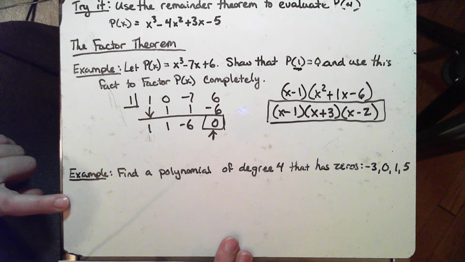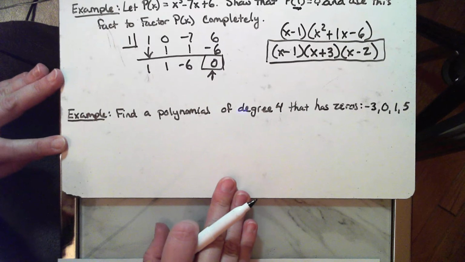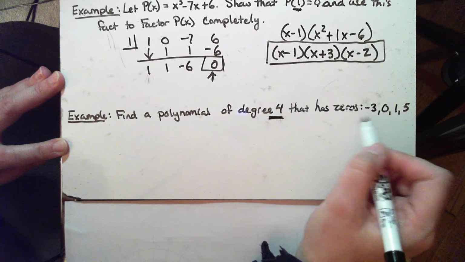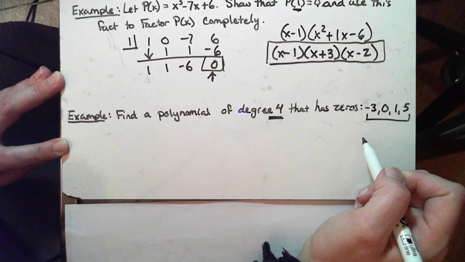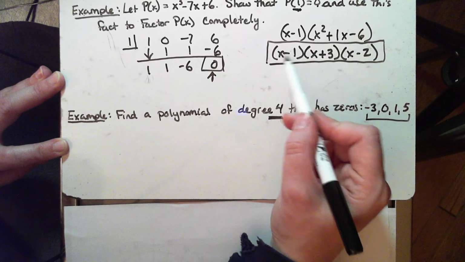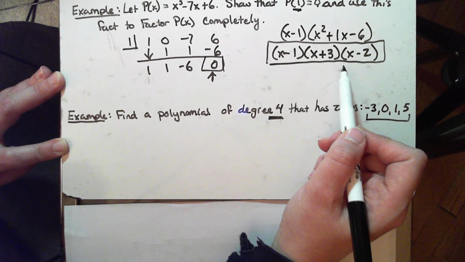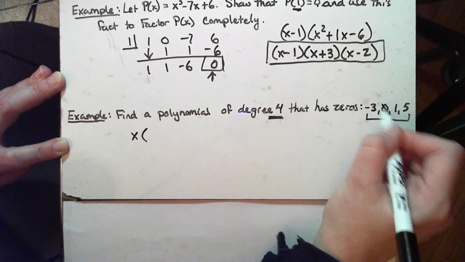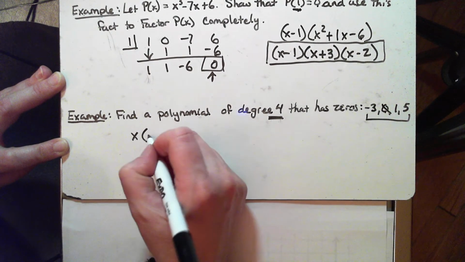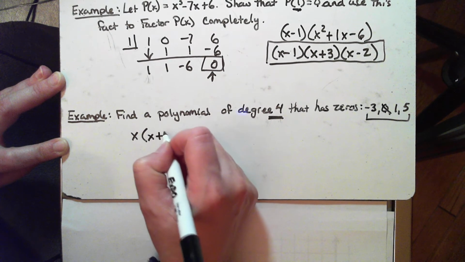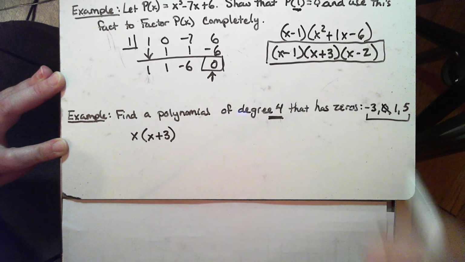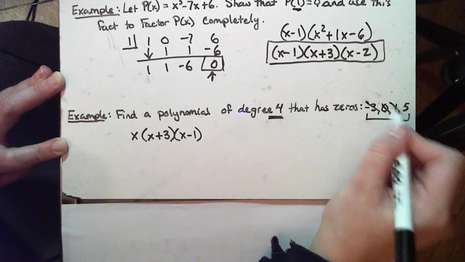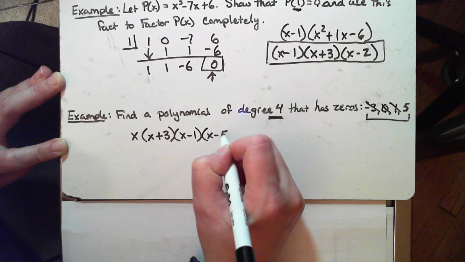Now we have one last example on this video. I'm sorry it's been long, but this is it, the last one. It says find a polynomial of degree 4 that has these zeros. So what I'm going to do is I'm going to write those out as a factored form. Then I'm going to multiply everything together. Okay, this 0 would just be a plain x that shows up. Okay, this minus 3 would be x minus negative 3. Okay, that's done. This 1 would be x minus 1. And this 5 would be x minus 5.